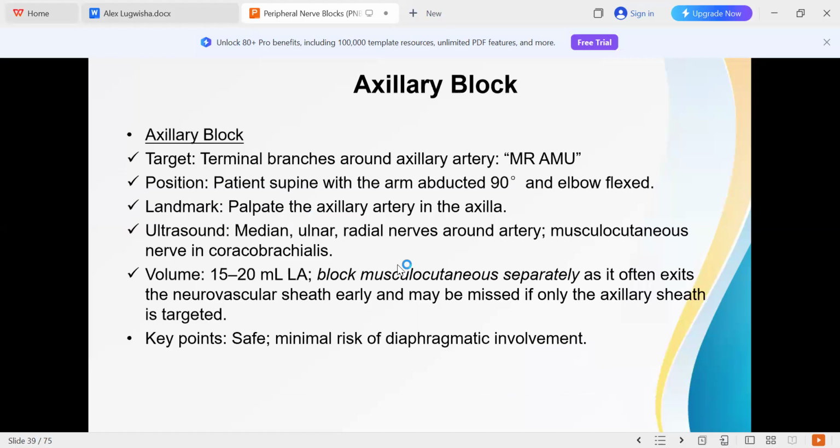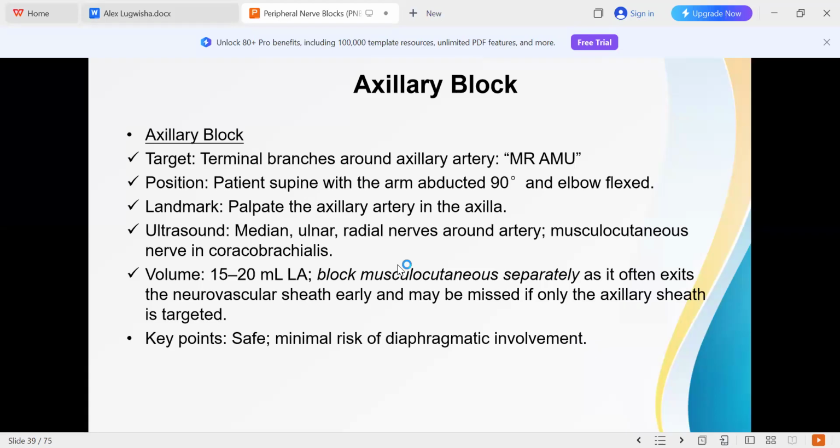Now, the axillary block targets the terminal branches around the axillary artery, like I told you: the musculocutaneous nerve, the radial nerve, the axillary nerve, the median, and the ulnar nerve. The patient is supine with the arm abducted at 90 degrees and the elbow flexed. So you want to palpate for the axillary artery in the axilla, and you want to locate the median, ulnar, and radial nerves surrounding the axillary artery.